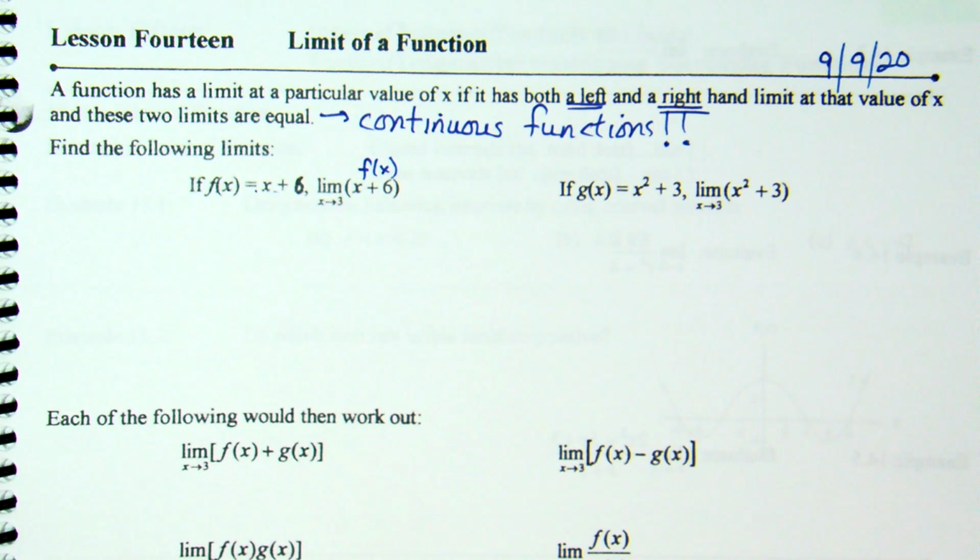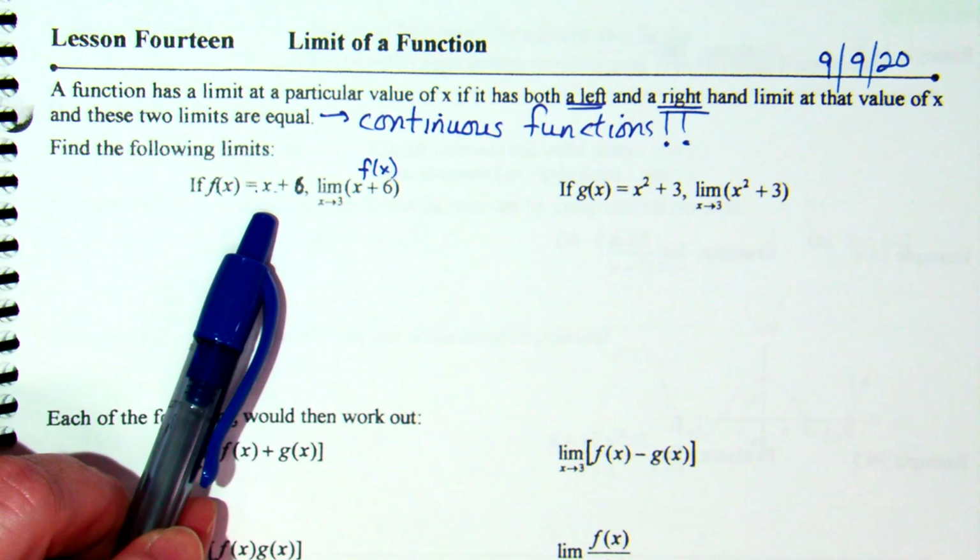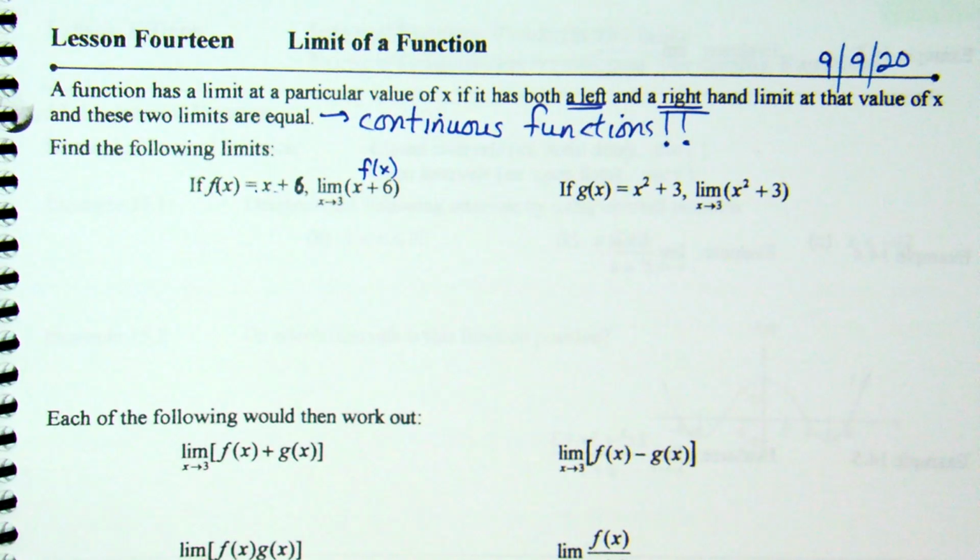First of all, if you think about the function x plus 6, what is this? Y equals x plus 6, which is in the form y equals mx plus b, right? Okay, there we go. I tied it in.